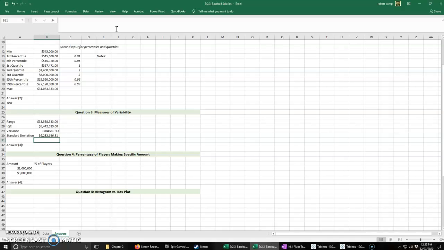Now, the other part it asked is what units these are all in. Well, as you can see, the range, the interquartile range, and the standard deviation all have the same units as the original data, which in this case is dollars.